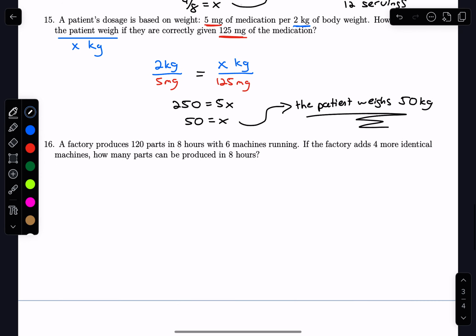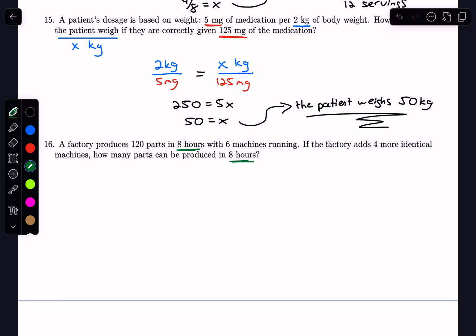A factory produces 120 parts in 8 hours with 6 machines running. If the factory adds 4 more identical machines, how many parts can be produced in 8 hours? So let's be clear that it's relevant here that the times are the same.